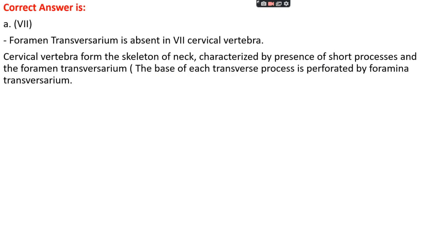Foramen transversarium is absent in the seventh cervical vertebra. Cervical vertebrae form the skeleton of the neck and are mainly characterized by the presence of short processes and the foramen transversarium. The base of each transverse process of the cervical vertebra is perforated by the foramina transversaria.